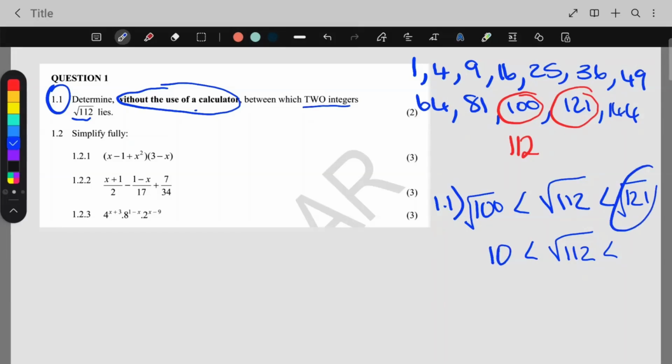And then what is the square root of 121? And the answer is 11. And there I answered the question. The square root of 112 lies between the following two integers, between 10 and 11. And that's how you answer that. Let's mark. So we get a mark for writing this, and we get a mark for that.